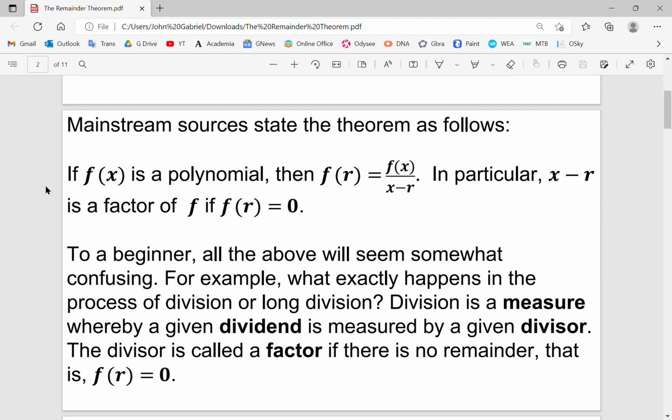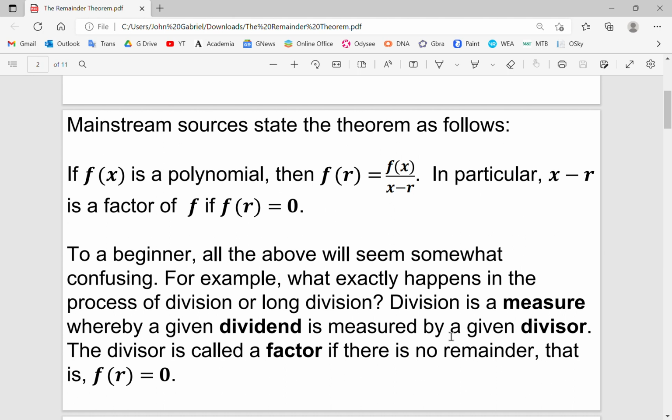Now, mainstream sources state the theorem as follows. They say that if f of x is a polynomial, then f of r is the remainder of f of x divided by x minus r. In particular, we say that x minus r is a factor of f if f of r is equal to 0. To begin with, all this will seem very confusing.